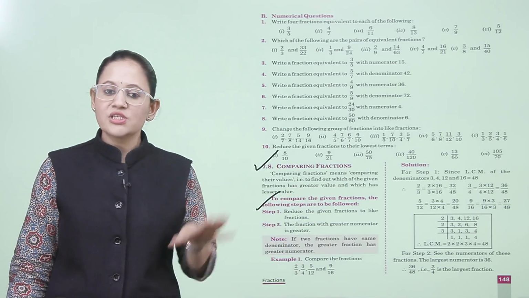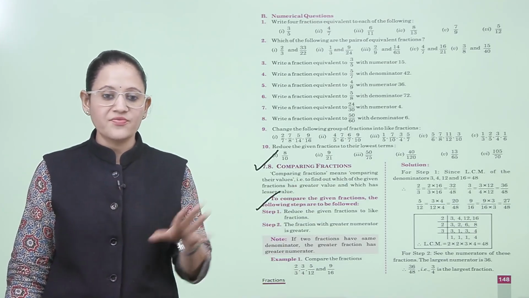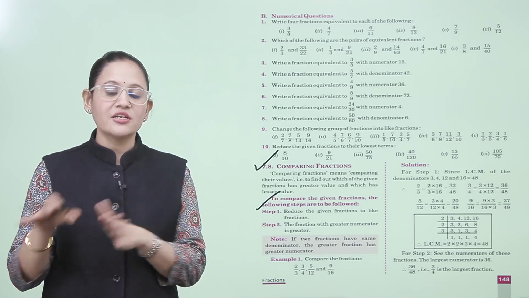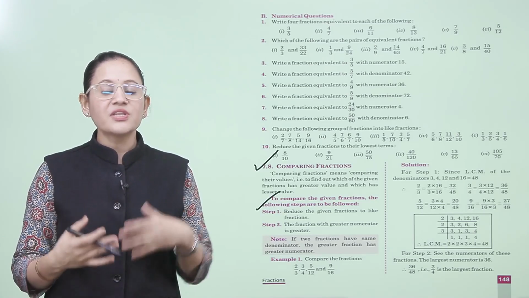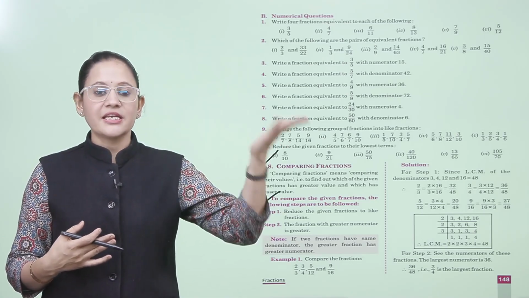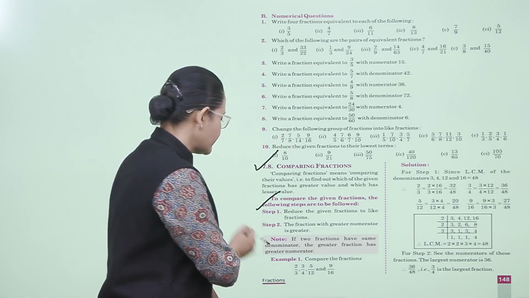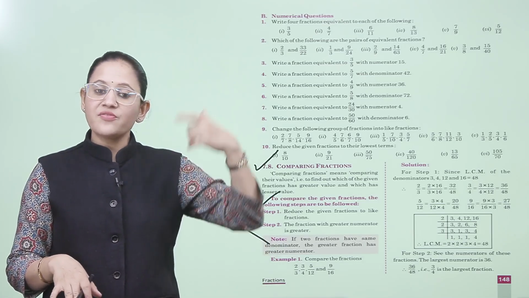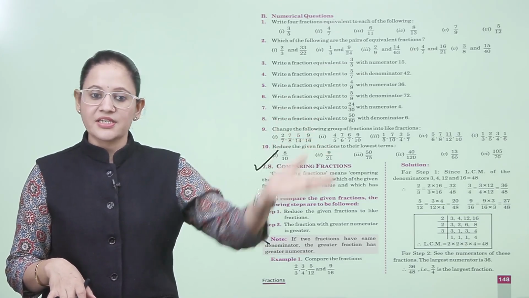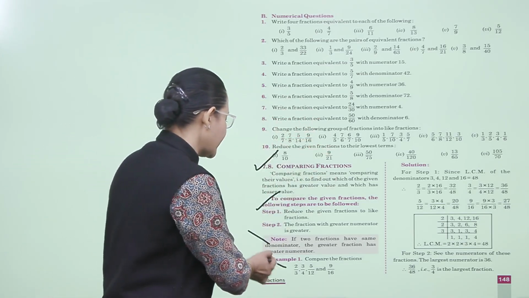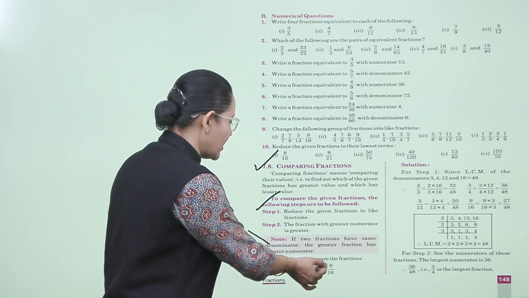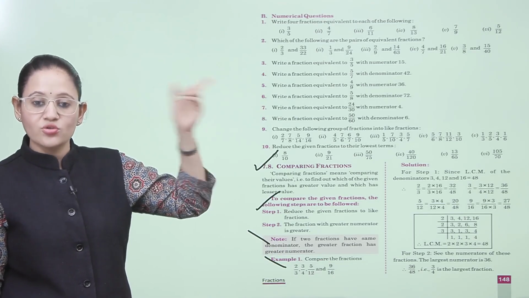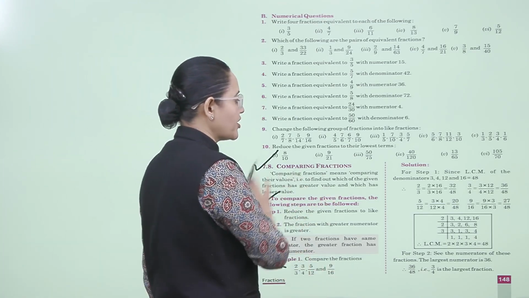First, we have to reduce the given fractions to like fractions. For comparing, we have to convert them into like fractions, meaning their denominators should be the same. The fraction with the greater numerator will be greater. Note, if two fractions have the same denominator, the fraction with the greater numerator will be the greater fraction. For example, we have to compare the fractions 2 by 3, 3 by 4, 5 by 12, 9 by 16. So first we have to convert them into like fractions by taking the LCM of the denominators.